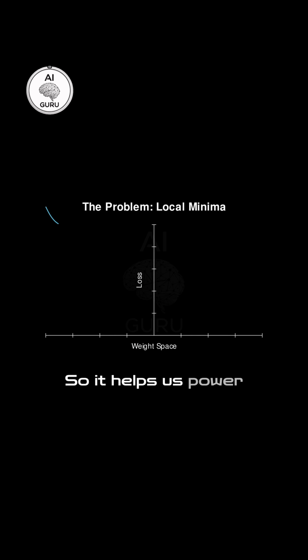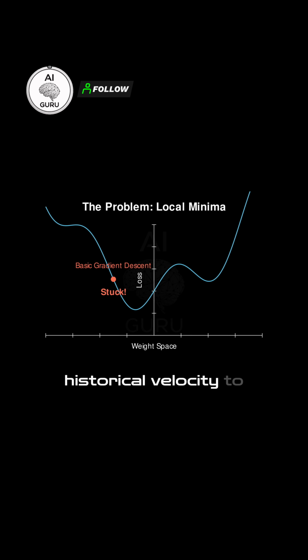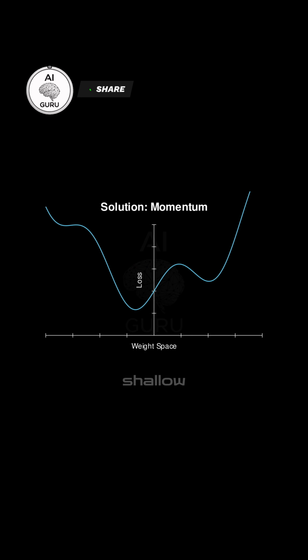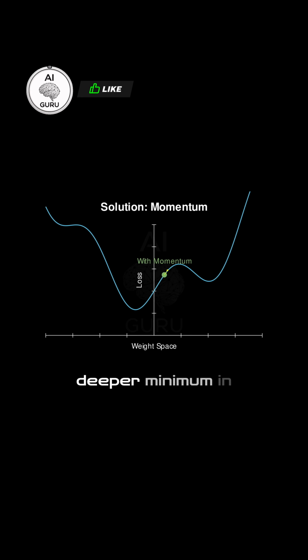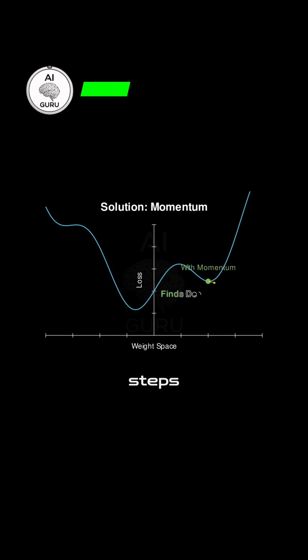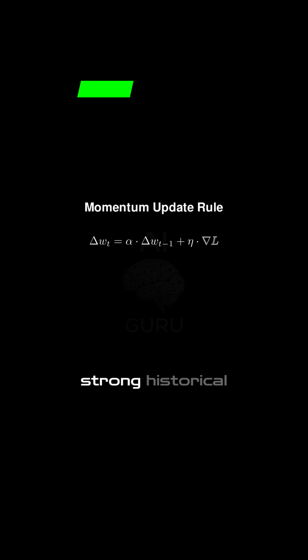So it helps us power through those tiny speed bumps that might trick the system into thinking it found a minimum. Exactly. It uses that accumulated historical velocity to navigate over small, shallow bumps in the error function, which often allows it to find a deeper minimum in significantly fewer steps. The momentum term, alpha, is typically a number like 0.9, representing a strong historical influence.